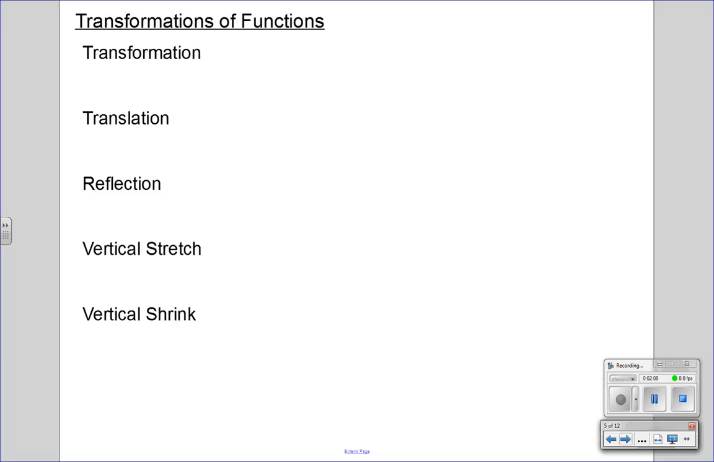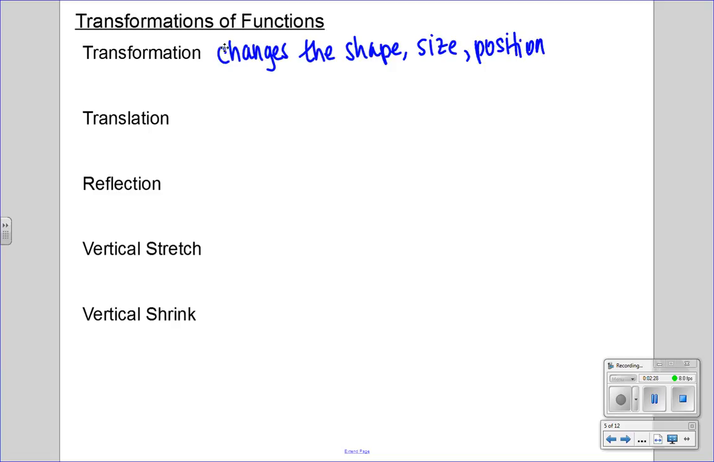Okay, so we've got to define some of these words. So a transformation changes the shape, size, position, or orientation of a graph.